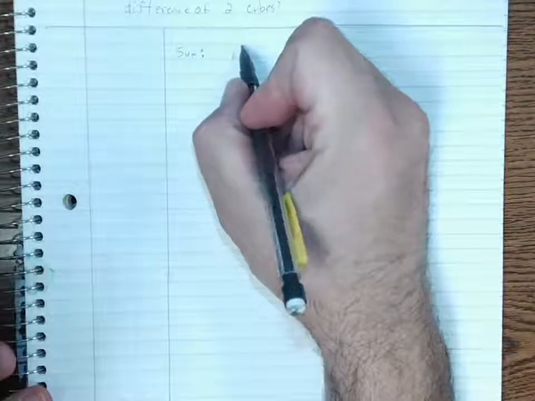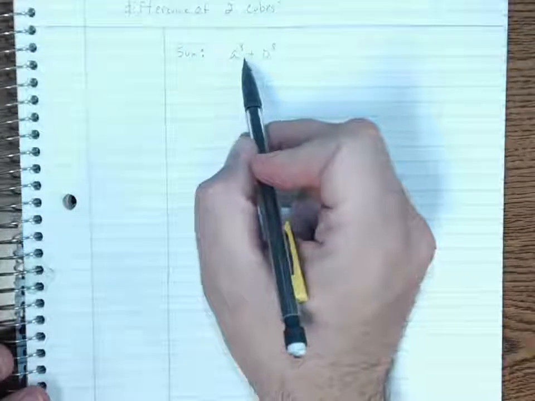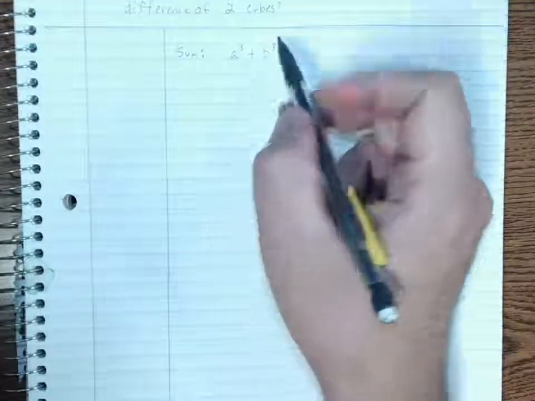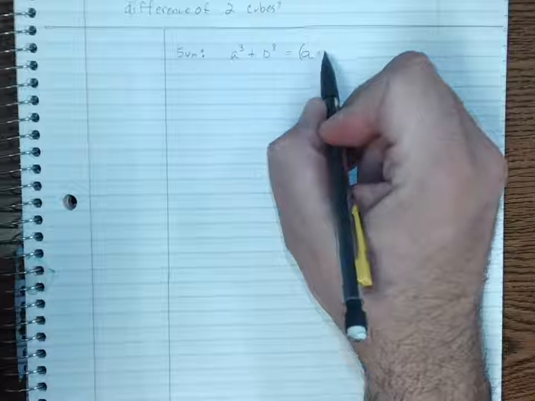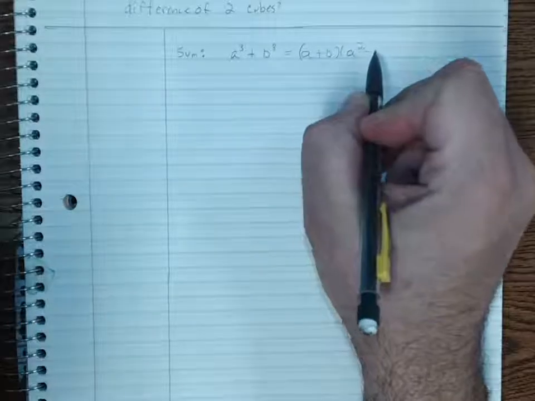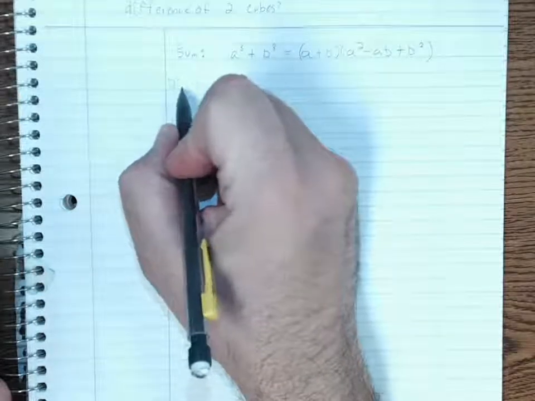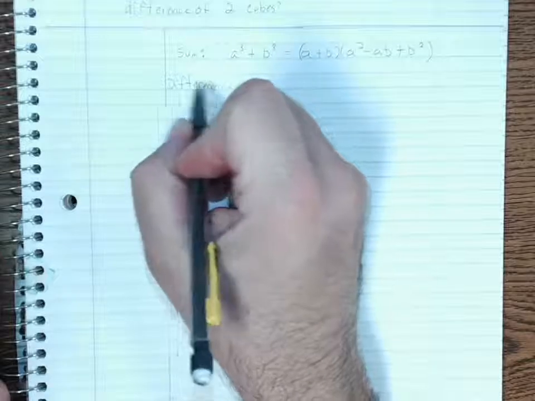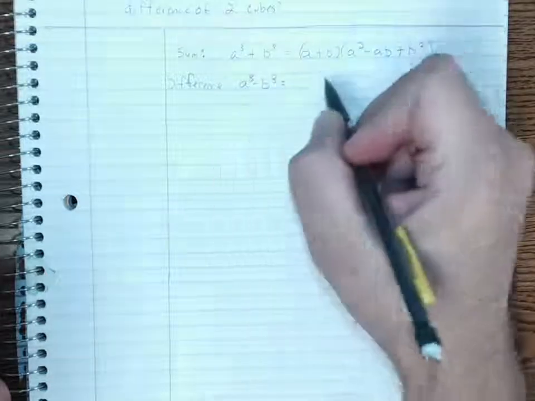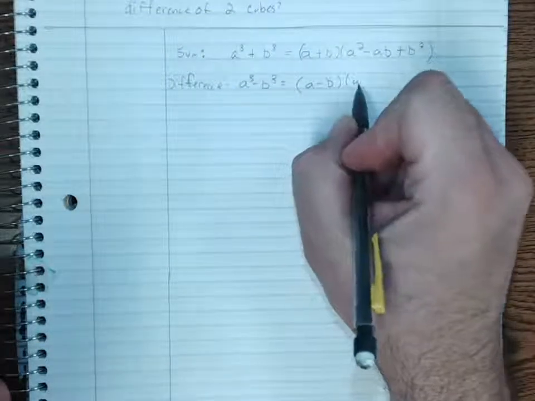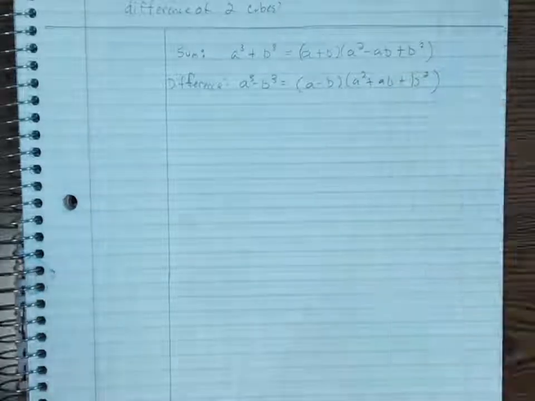First, you're given a perfect cube and another perfect cube. And so this one is the sum of the two cubes. If you're given a cubed plus b cubed, you can factor that into two polynomials, a plus b times a squared minus ab plus b squared. And for the difference, you would be given a cubed minus b cubed, and that would factor to a minus b times a squared plus ab plus b squared.